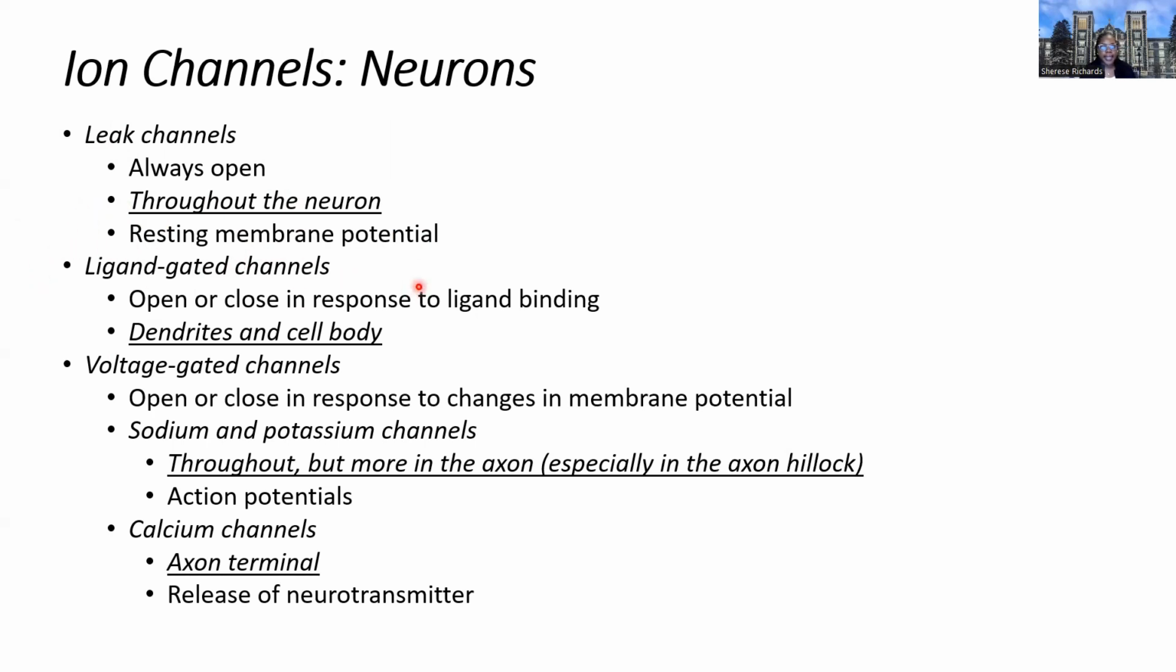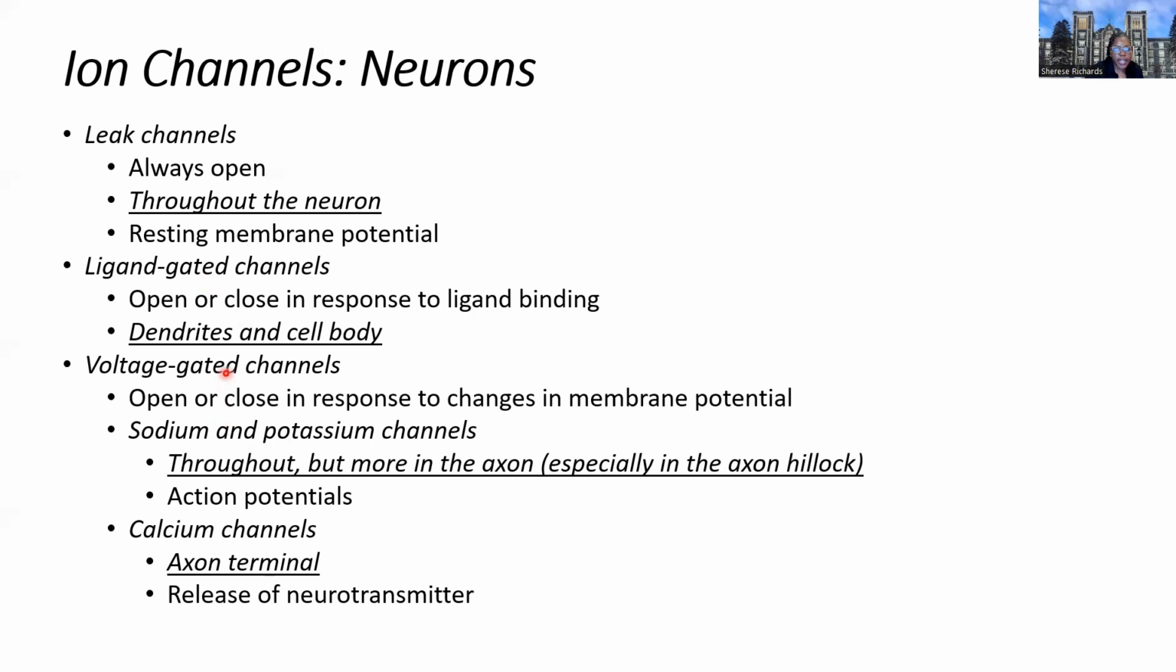Then we have the ligand-gated channels. And ligand here means that something has to bind to this channel. So this is going to be found on the dendrites and the soma, or the cell body. Again, this is going to be responsible for the signal transmission from a presynaptic neuron onto the cell body of a postsynaptic neuron. So when a chemical is released from that presynaptic neuron, it's going to have to bind to this ligand-gated channel in order for that channel to open up.